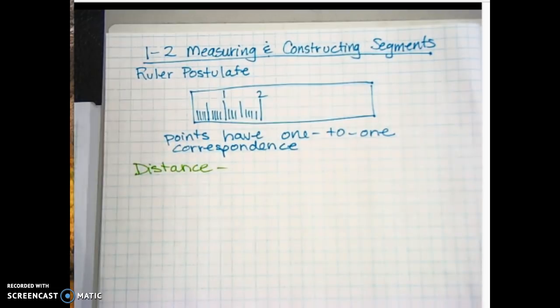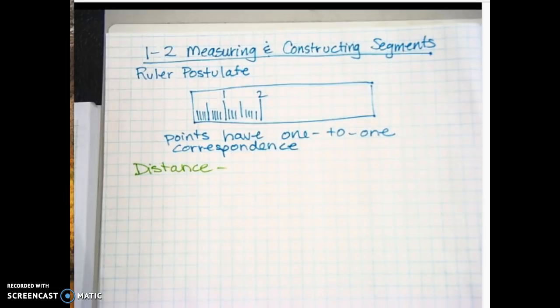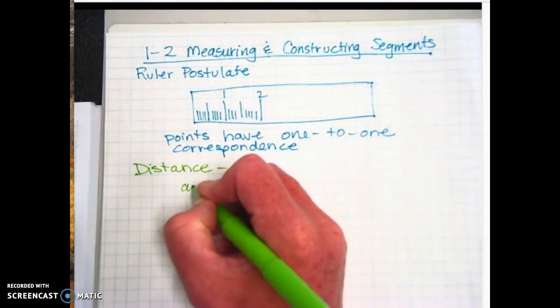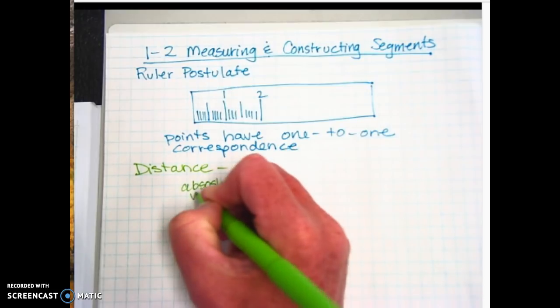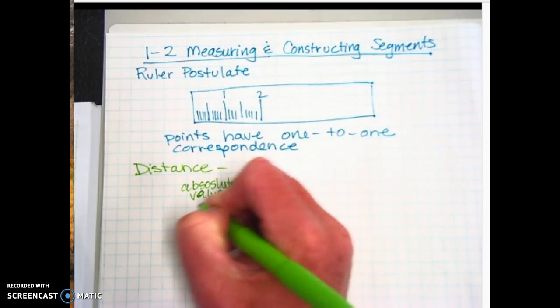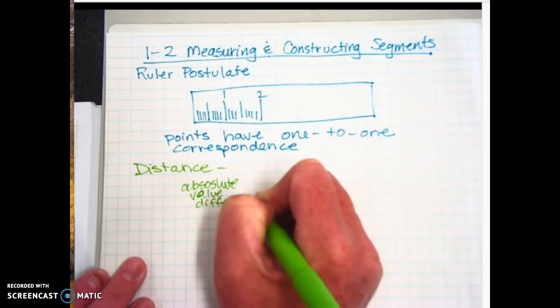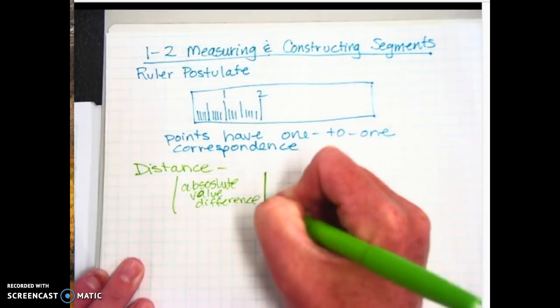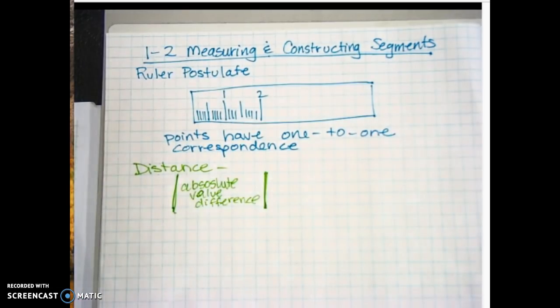And the main thing that you need to know about distance in geometry is that it's always going to be positive. Okay, so whatever answer you get, you're going to take the absolute value of the difference. So we're going to put little absolute value bars, kind of look like little sticks. So you're going to find the difference between the two numbers.